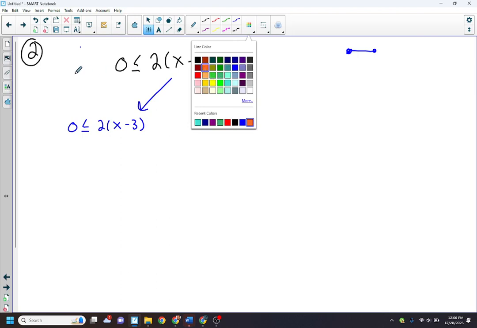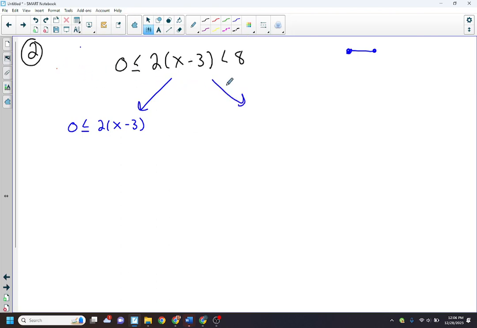Do not be the person that makes this mistake. That happens every year. When you split the other side, you take the whole middle with you. So it's going to be 2x minus 3. You repeat the middle as is less than 8. For some reason, every year, someone will just split this part off. Don't be that person this year.